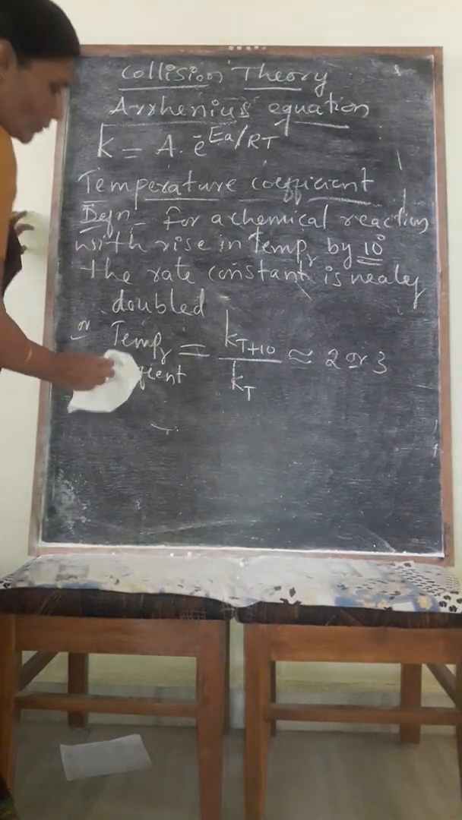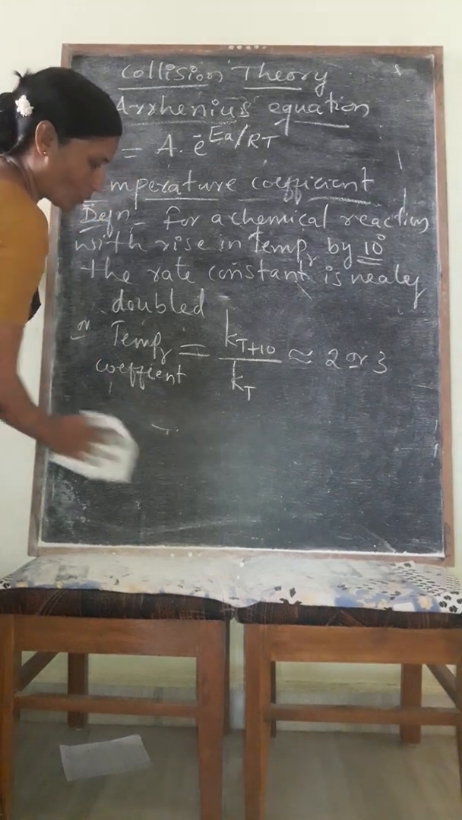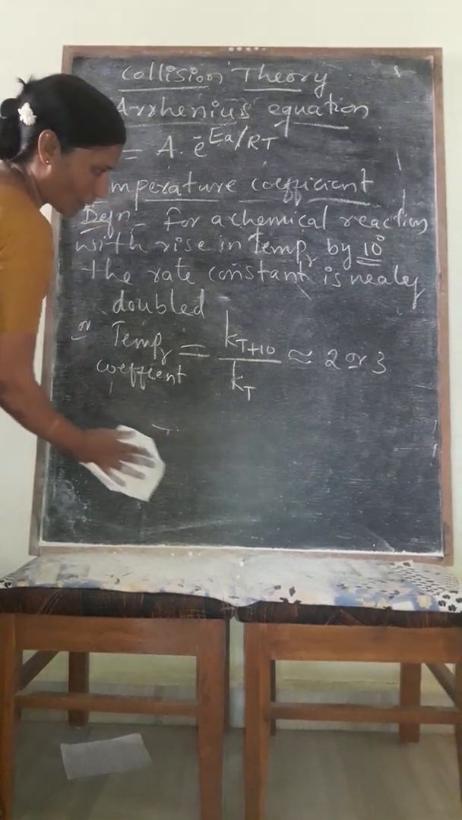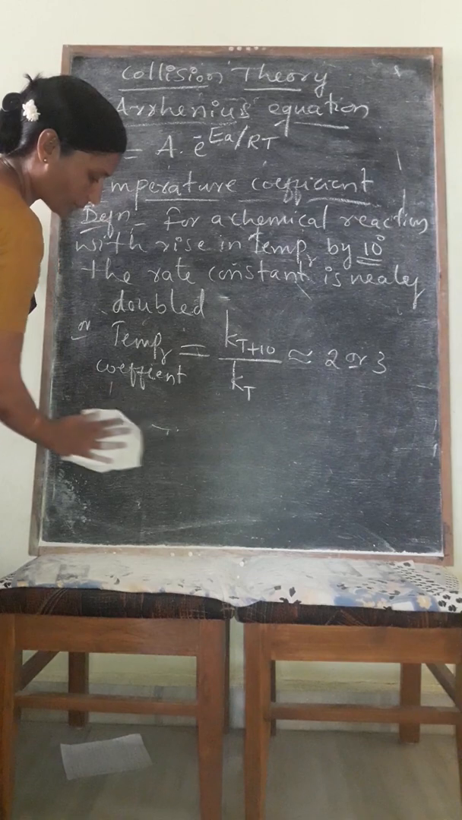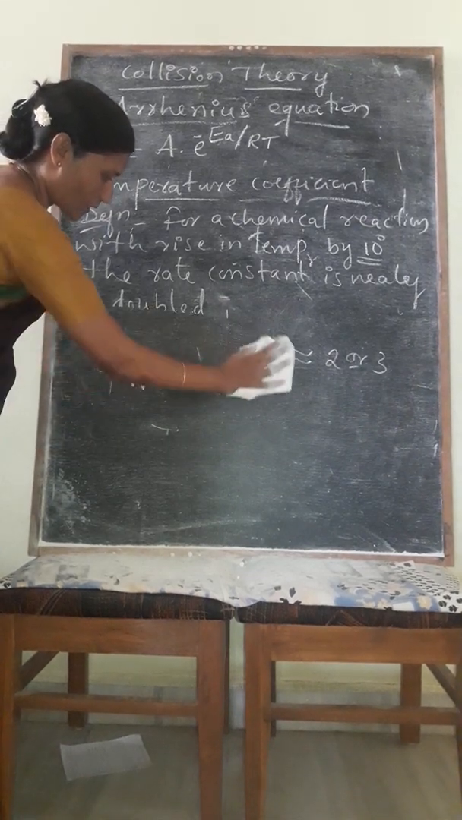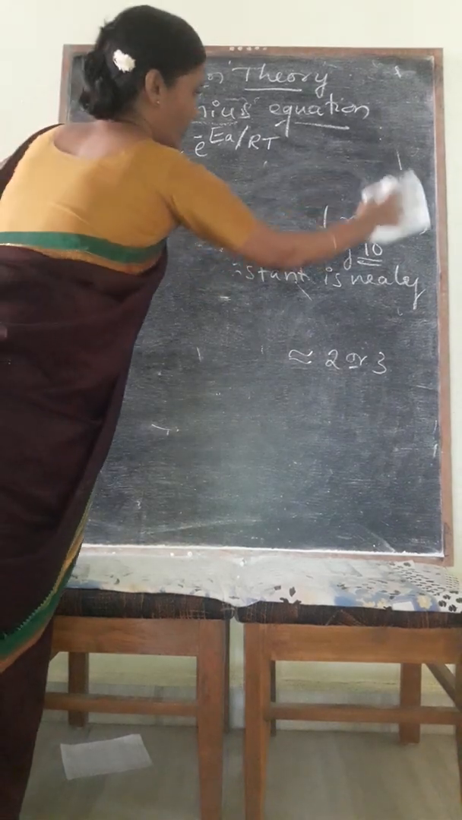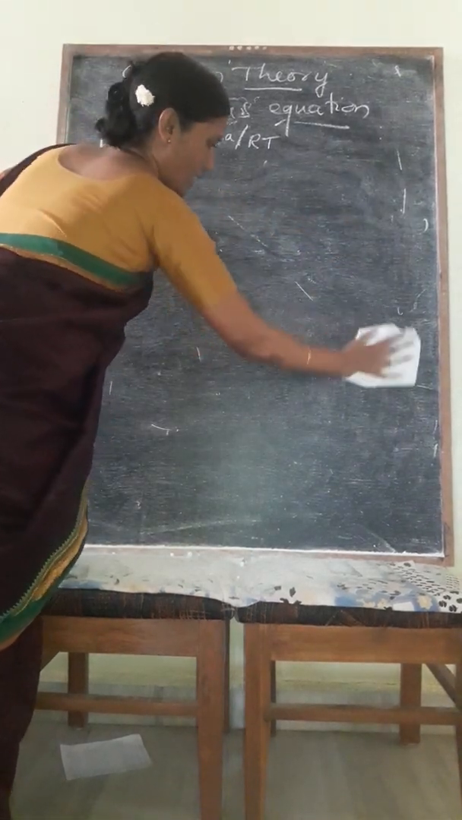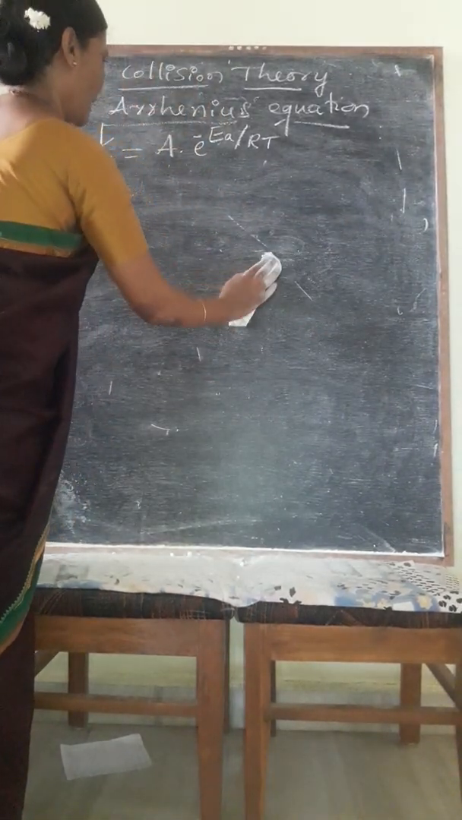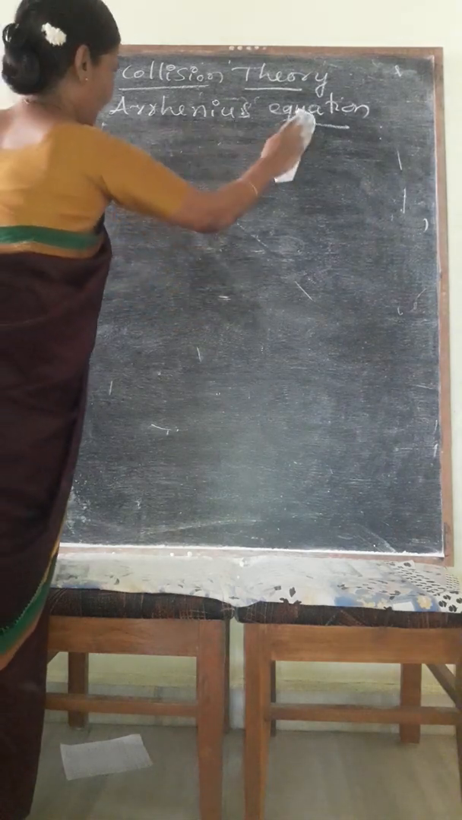I will take a graphical example and explain it in detail. In that case, how collision takes place, the activated complex is formed, and what is the effect of a 10 degree rise in temperature, the rate doubles. We will represent it graphically.